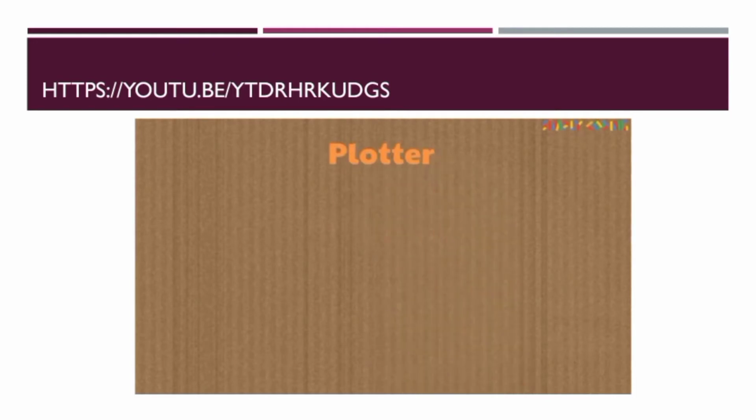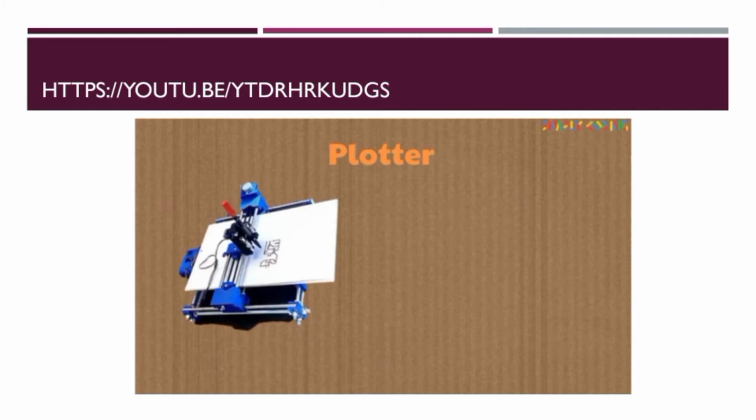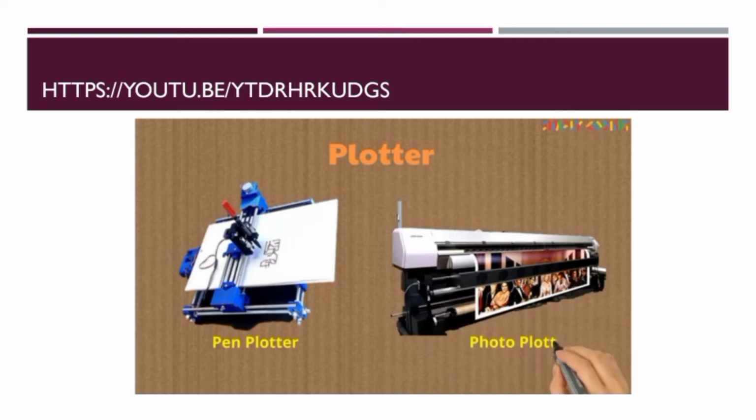A plotter is used to create drawings on paper. There are pen plotters, which are electromechanical devices that move on paper to create output. There are also photo plotters, which use fiber optics technology to draw an image on paper.